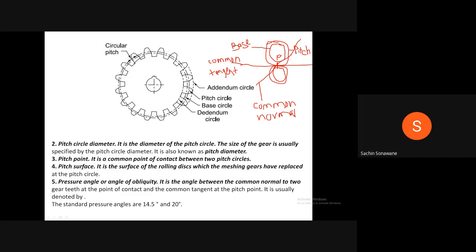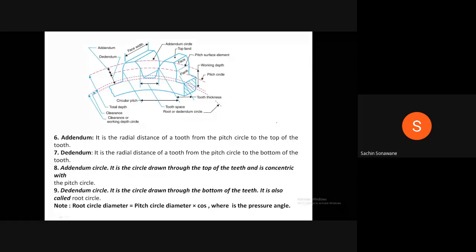The angle between the common tangent and the common normal is known as the pressure angle phi. There are two standard pressure angles, 14.5 degree and 20 degree. I think you may have understood what is meant by pressure angle. Now we will see the definitions one by one.